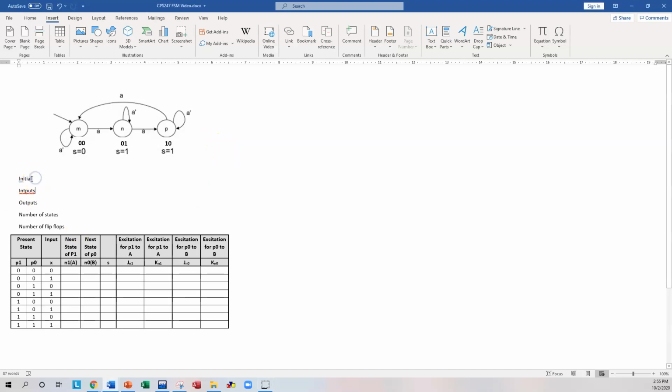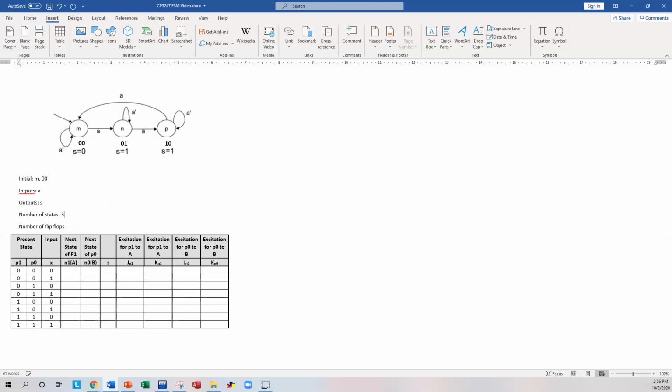So here, I want you to tell me what is the initial state. That's state M, or 0 0. What is your input? Your input appears on your transition line, right? So that's what's going to get you from one state to another. In this case, A is our variable for input. Our output is labeled as S. So see here, S equals 0 at M, S equals 1 at N, etc. So S is our output, and then how many states do we have?